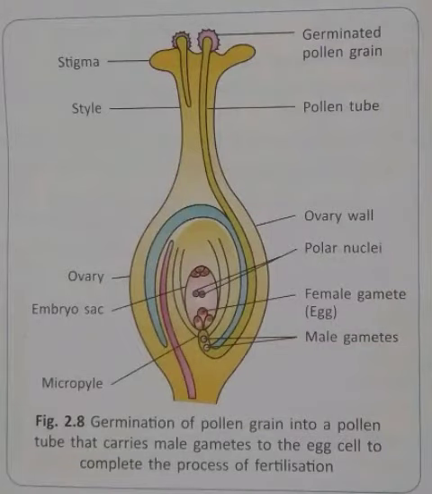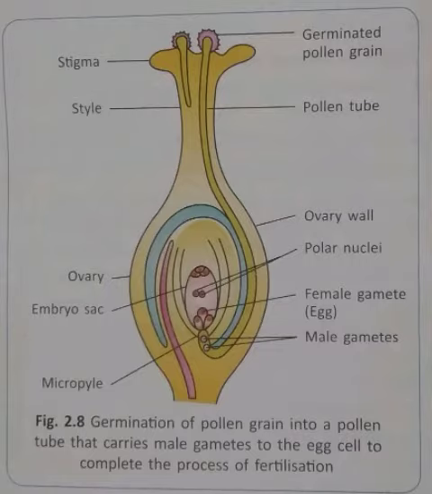Fertilization. It is the process in which fusion of the male gamete, that is pollen, and the female gamete, that is ovum, occurs inside the ovary. The fertilization process starts after pollination. As you have already studied, in pollination, pollen grains are transferred from the anther to the stigma. Okay, so in fertilization, what happens?